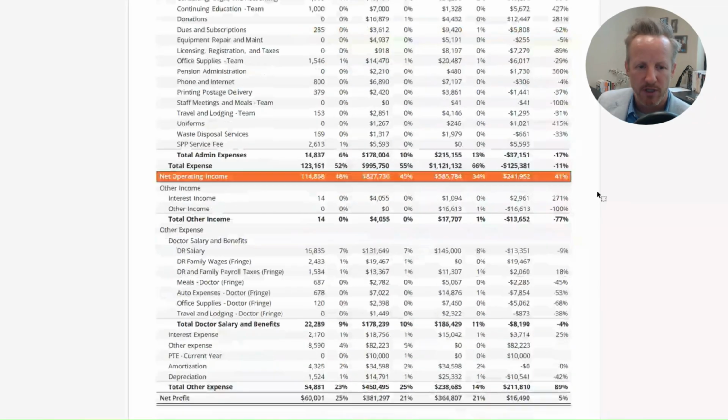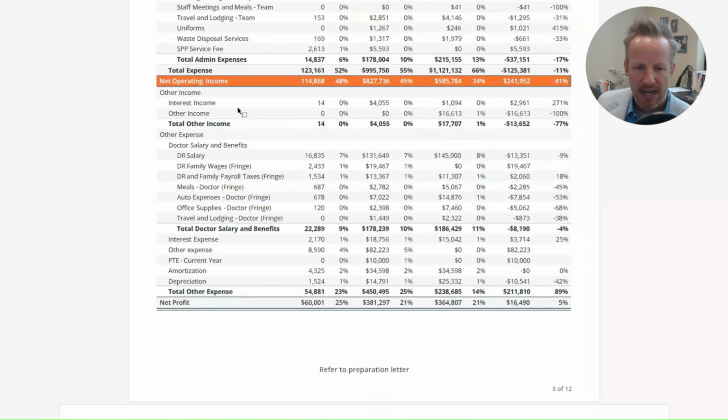And then down below that net operating income is everything else really related to tax and financial planning. If you can see my screen, you got it here. You can always reach out to us. I'm happy to send a sample of these financial statements if you would like.